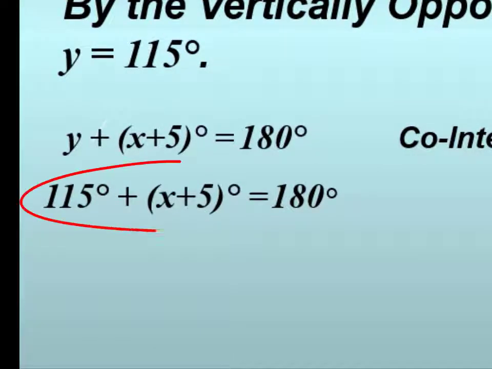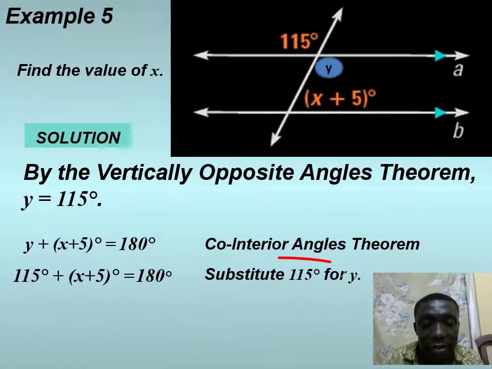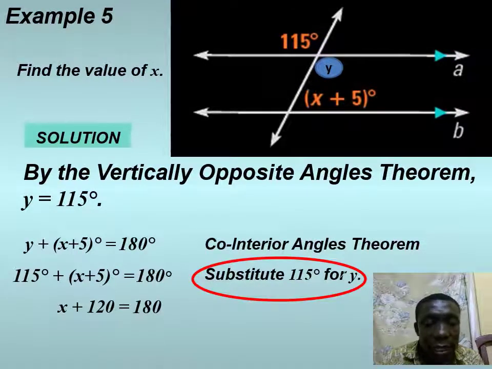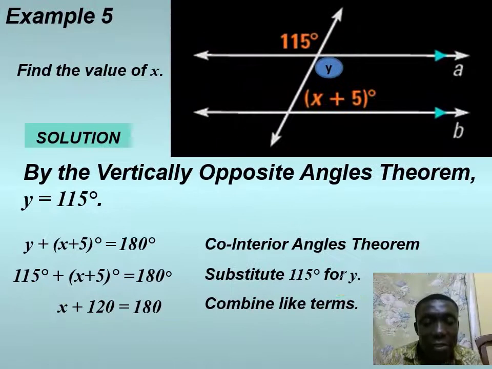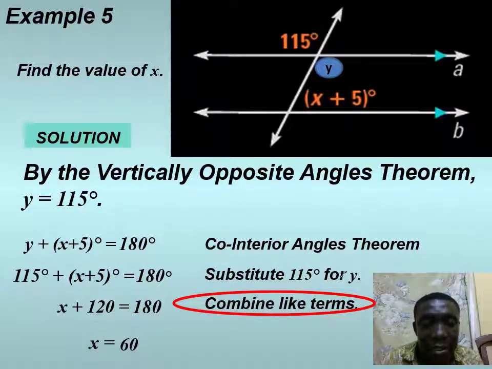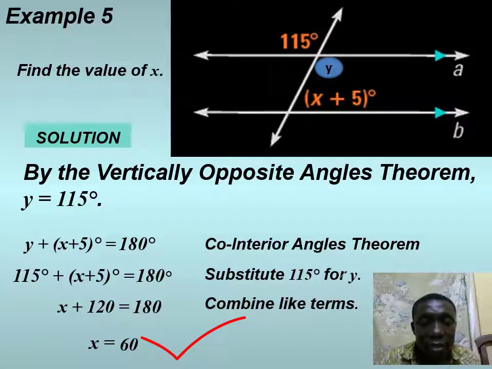So it's by substitution. So you get 115 degrees plus, in bracket, x plus 5 degrees equal to 180 degrees. Now grouping like terms, 115 degrees plus 5 gives you 120 degrees. Then you send 120 to the other side to subtract. So you have x equal to 180 minus 120, and that gives us x equal to 60 degrees.